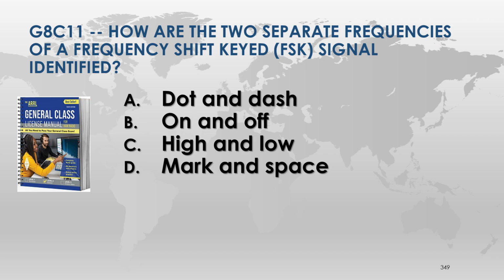All right, how are the two separate frequencies of a frequency shift keyed FSK signal identified? Delta. I heard an alpha, I think. Did somebody read alpha and then spit out alpha and then go, oops, I didn't read them all? Yep. Yeah, read them all. Mark and space. If you're going to make that mistake, make it here, don't make it on the test day.